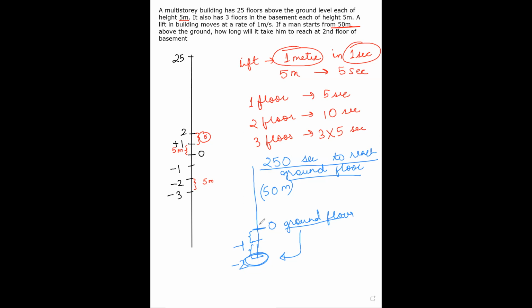The distance between any 2 floors is how many meters? 5 meters. So the distance between the ground floor and the first floor of the basement is how many meters? It is 5 meters, right? The distance between any 2 floors is 5 meters, right? Okay, I understand now. So this distance is 5 meters.